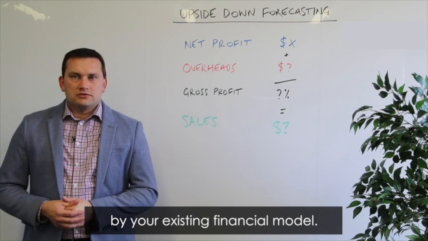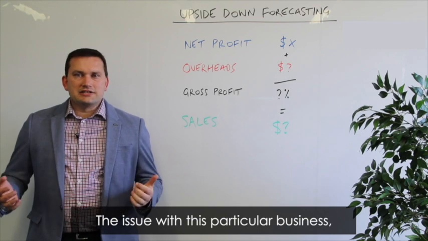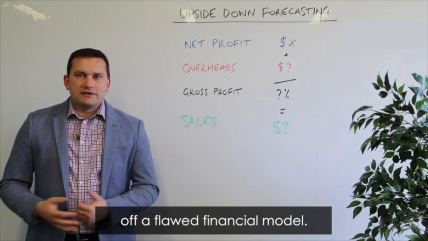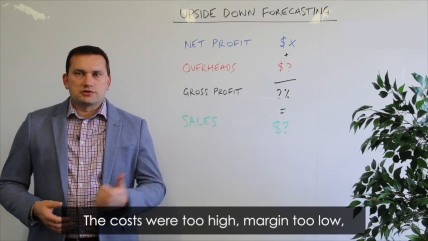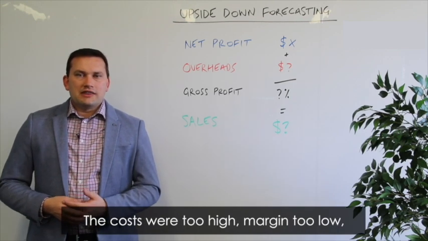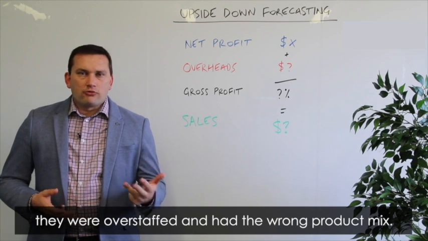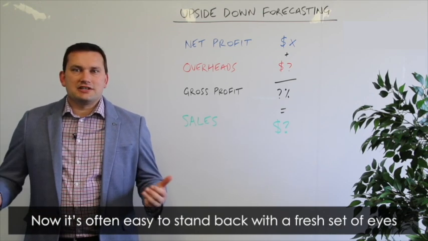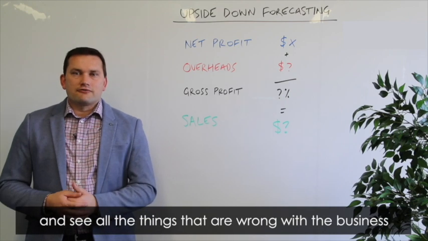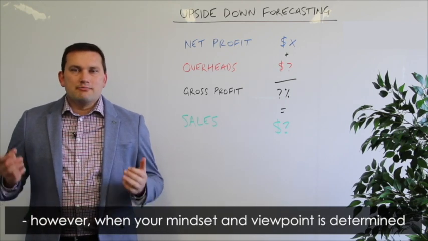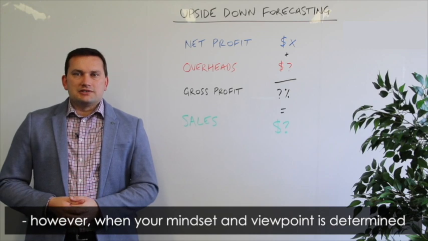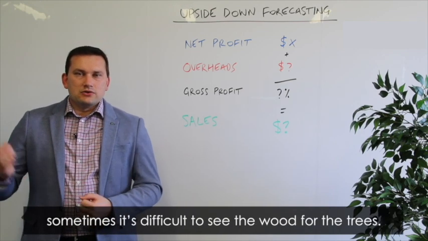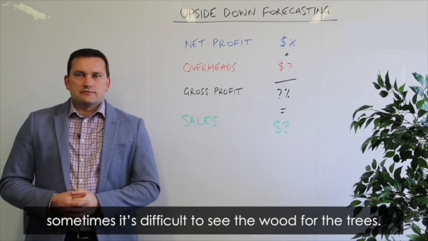And if you don't challenge these drivers, they're all somewhat determined by your view of the past or by your existing financial model. Now, the issue with this particular business was they were trying to build the business off a flawed financial model. So the costs were too high, margin too low, they were overstaffed, they had the wrong product mix. It's often easy to stand back with a fresh set of eyes and see all the things that are wrong with the business. However, when your mindset and your viewpoint is determined by the history of the business as you know it, sometimes it's difficult to see the wood for the trees.